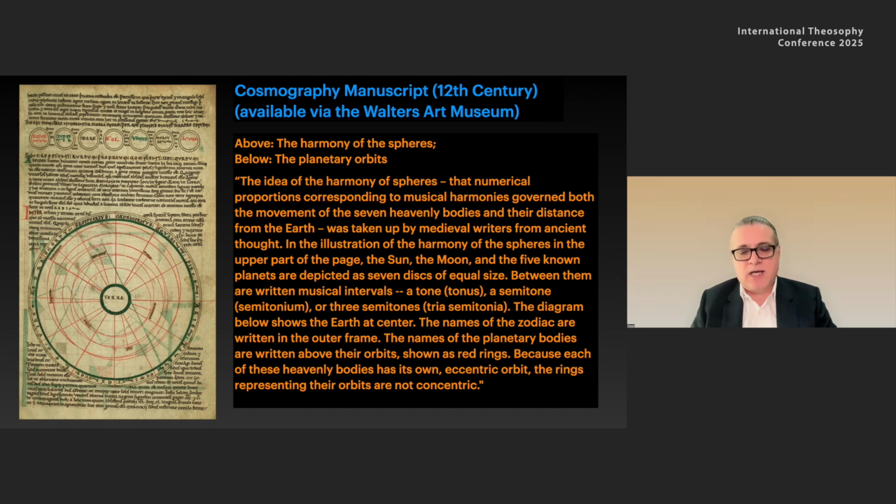Now, this is the same idea which was also captured in the cosmography manuscript of the 12th century. As seen, we have the harmony of the spheres mentioned above, and below we have the planetary orbits.